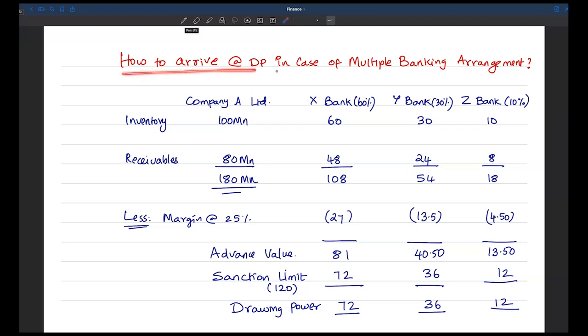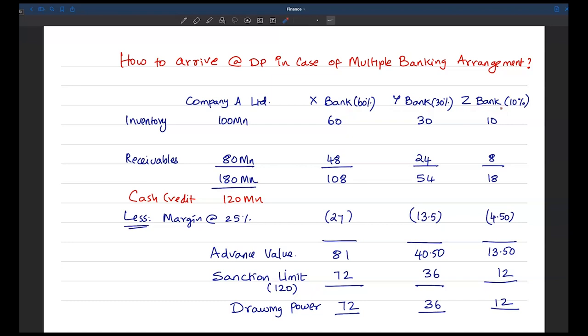How to arrive at drawing power in case of multiple banking arrangement. Let's take this example. Let's say there is a company called Company A Limited. They have inventory worth 100 million, receivables worth 80 million, 180 million. Against this 180 million, they have availed cash credit limit, basically sanction. They have a sanction of cash credit limit of 120 million. This 120 million they have availed from three different banks: Bank X, Bank Y, Bank Z.